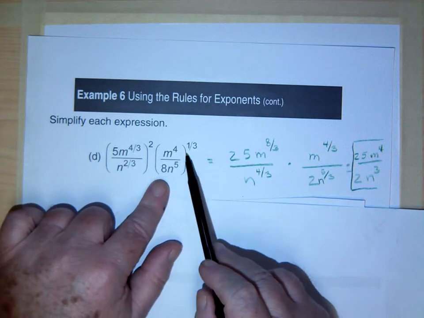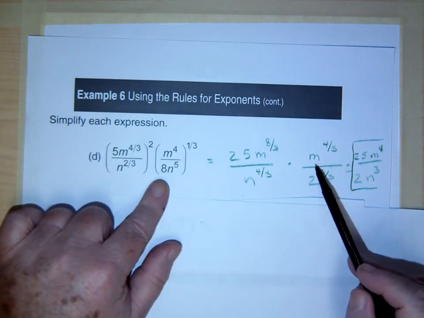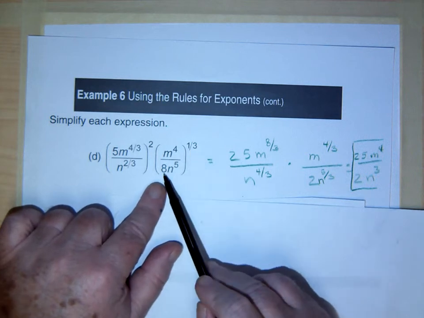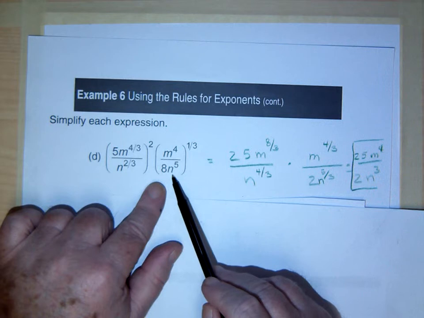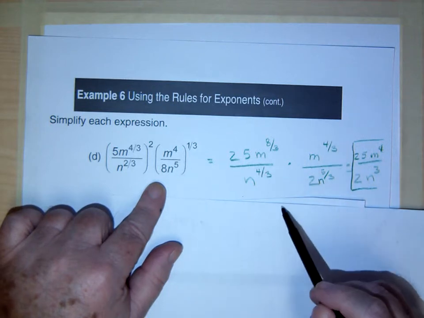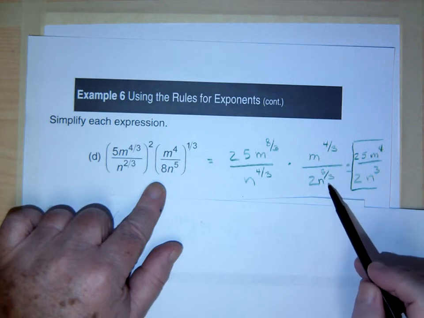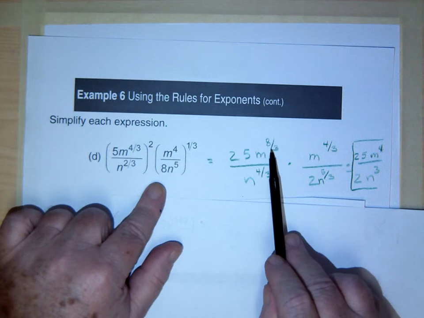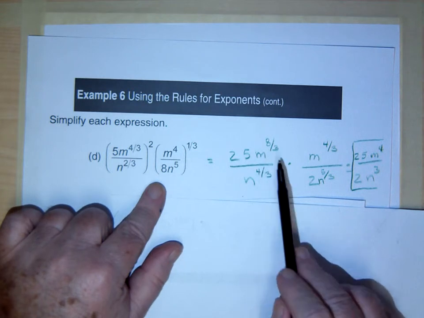Over here I take 1/3 times 4 to get m to the 4 over 3, and down here I take the cube root of 8. The cube root of 8 is 2, and the cube root of n to the 5th is going to be n to the 5 over 3. So then I multiply across. Here I'm going to be adding exponents because I have m to that number times m to that number.